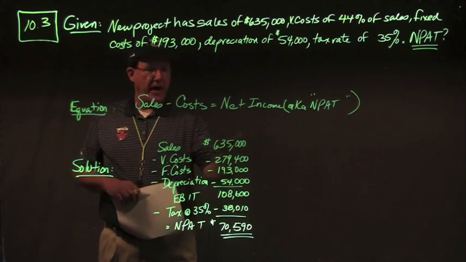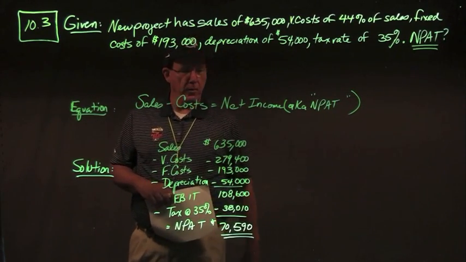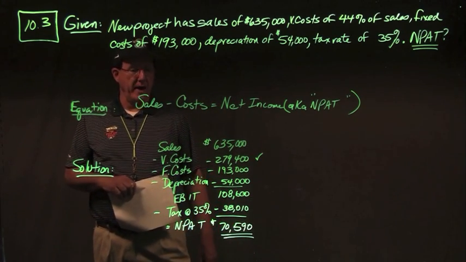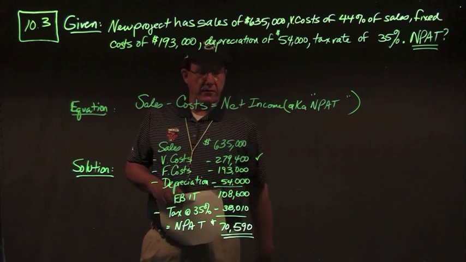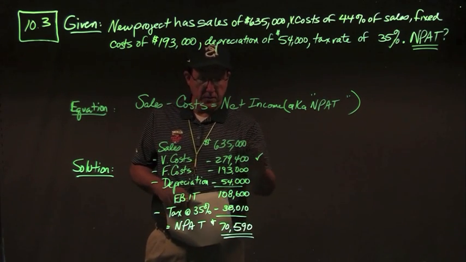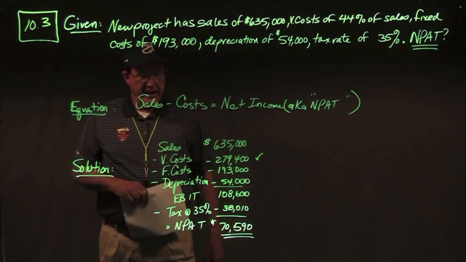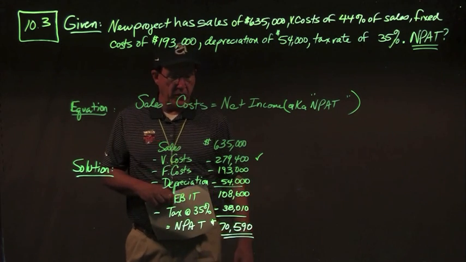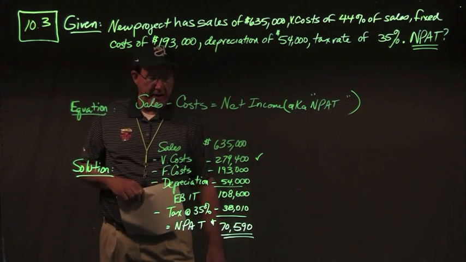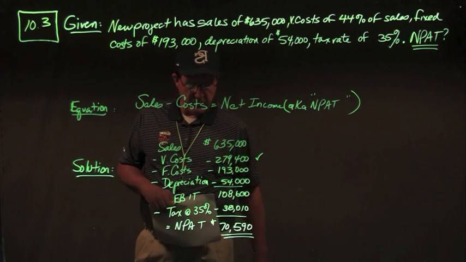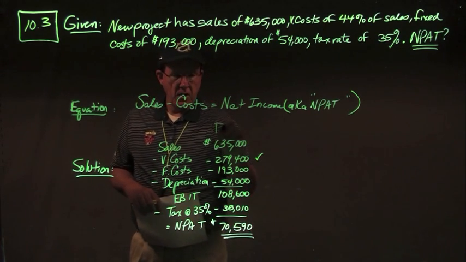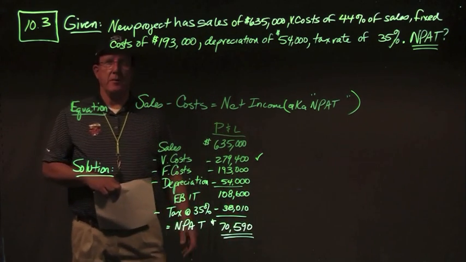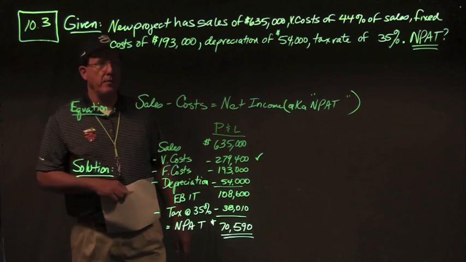Sales of $635,000. Variable cost of 44% of sales, or $279,400. Fixed cost of $193,000 was given. Depreciation $54,000. If I take those numbers away from my sales, I get an EBIT of $108,600. I take 35% of that to get tax of $38,010. I subtract that to get my net income of $70,590 on my P&L, profit and loss statement, also known as an income statement. There are your answers to problem 10.3.